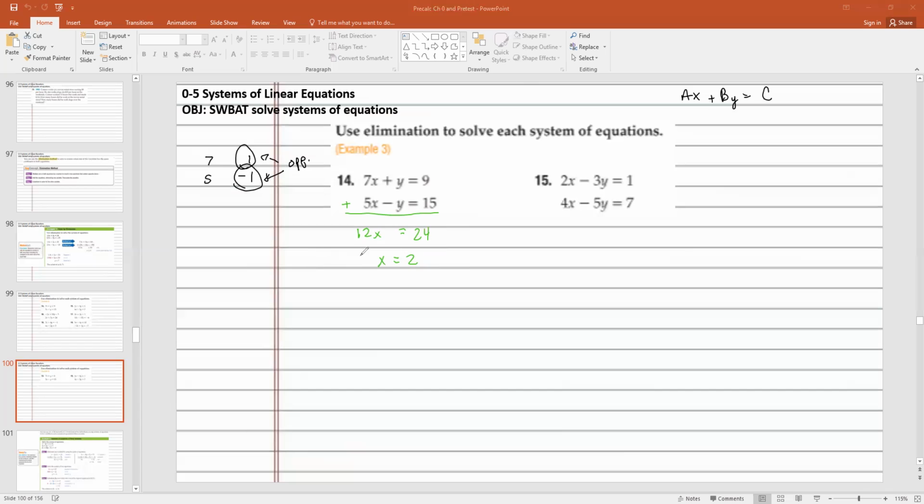Then after you solve for x, we have opposites, so add, and then solve for x. And now we're going to substitute it into one equation. You don't need to substitute in both. Just choose one. If you substitute it into either one, it'll give you the same answer. So choose which one you want to substitute it in: the first one, 7x plus y equals 9, or the second one, 5x minus y equals 15. I'm going to plug it into the first one.